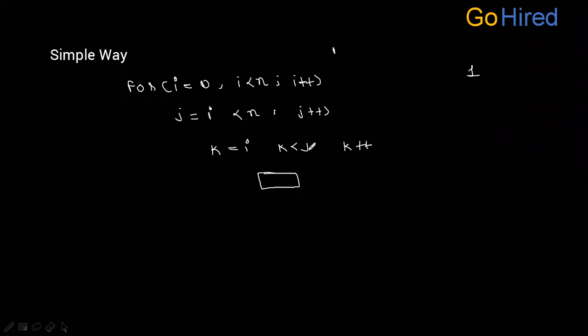And when you are printing into the k, instead of printing over here, you can find out if this subarray from k equals to I to k less than j, if the largest element is smaller or equal to k, greater than or equal to k.